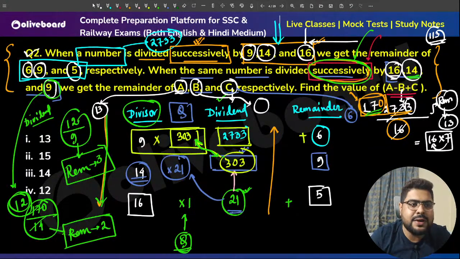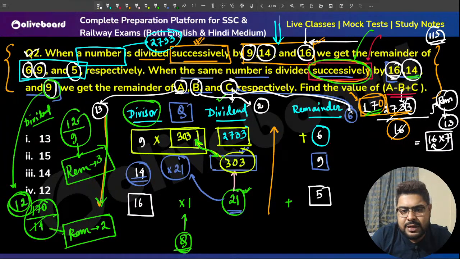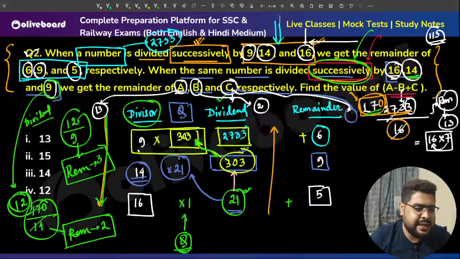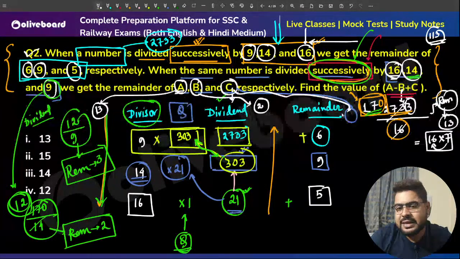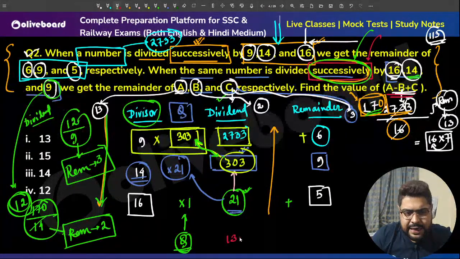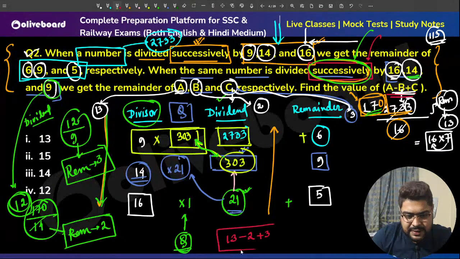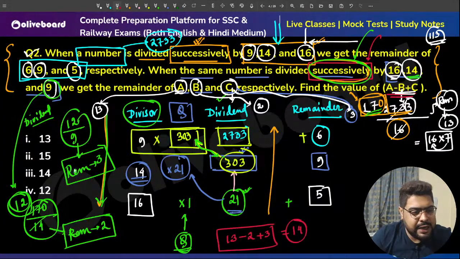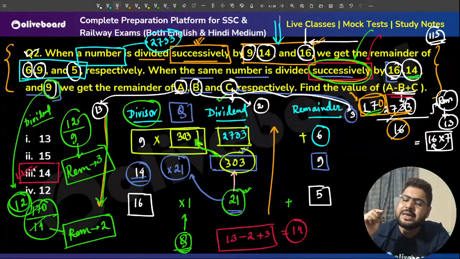B, the second one, sir, it is 2. And C, sir, C was not 6, but 3. Sir, I need A minus B plus C. A minus B plus C, you just do 13 minus 2 plus 3. So that is 14. 14 is there in option number 3, sir.